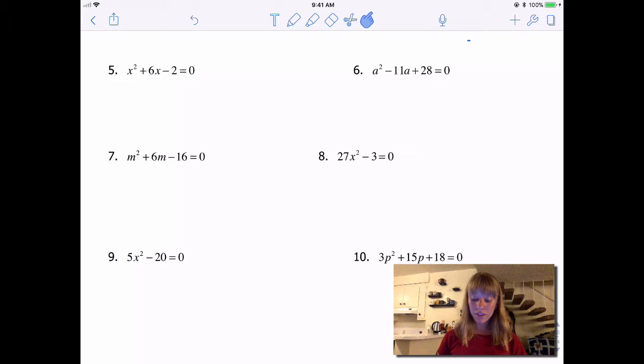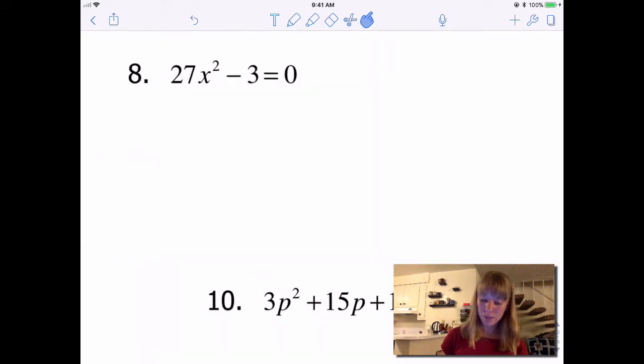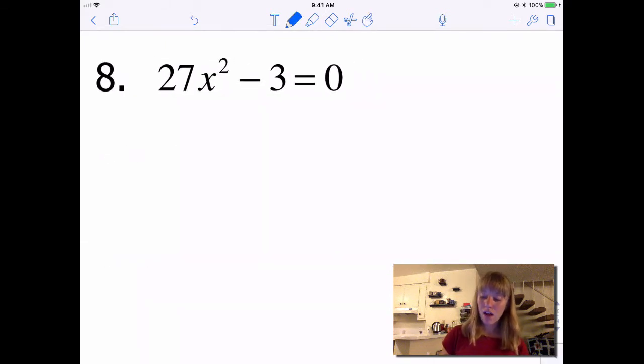Okay, there are several of these here. I'm going to leave 5, 6, and 7 for you to go ahead and try on your own. They look a lot like the last few. I'll put those up right at the end of this video, but I'm going to jump to number 8 because this one looks a little bit different.